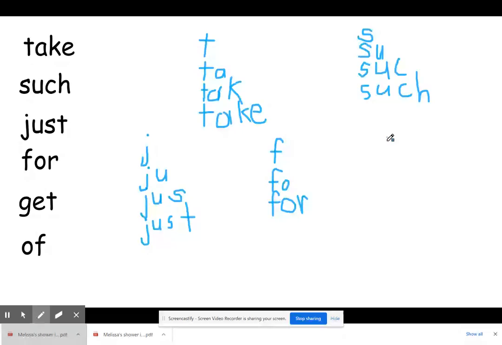Get. G, G-E, G-E-T. Get. So take, such, just, for, get, and our last word is of.